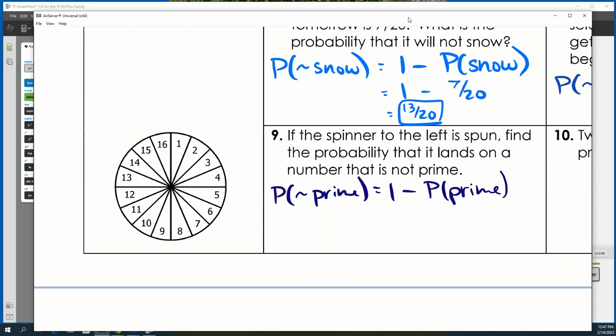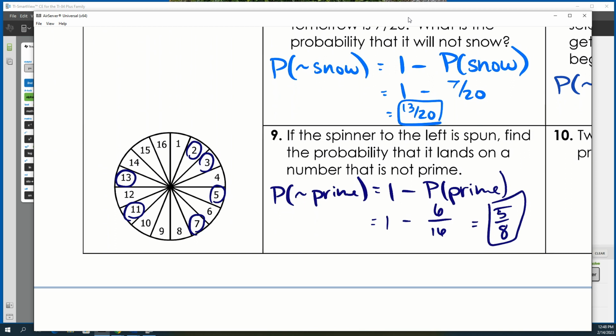So I'm going to go back and circle all the prime numbers 1 to 16. I just circled the same ones that I did earlier. Stopped at 13. All right, so that makes 6 numbers that it could land on that are prime numbers out of a total of 16 numbers. And then when you subtract, that's going to be 5/8.